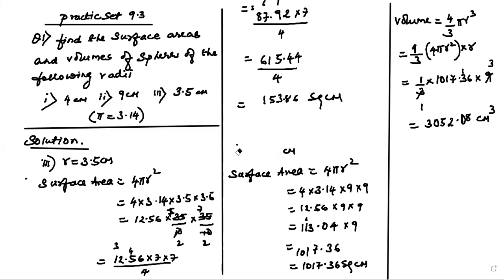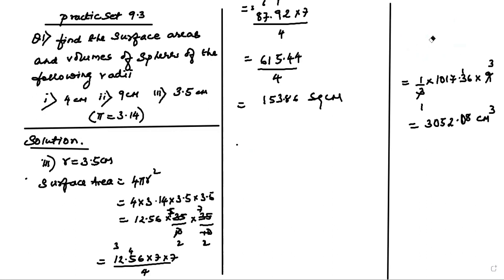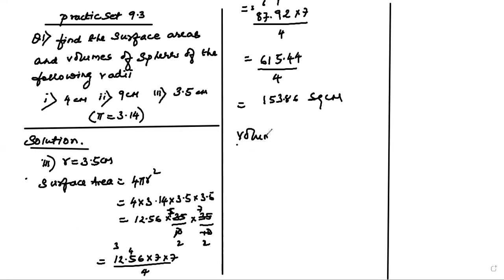Now there is no place for calculating the volume. So I better rub this off also. Now what is the volume of a sphere? Volume of a sphere is given by the formula 4 upon 3 pi r cube. Volume equals 4 upon 3 pi r cube.